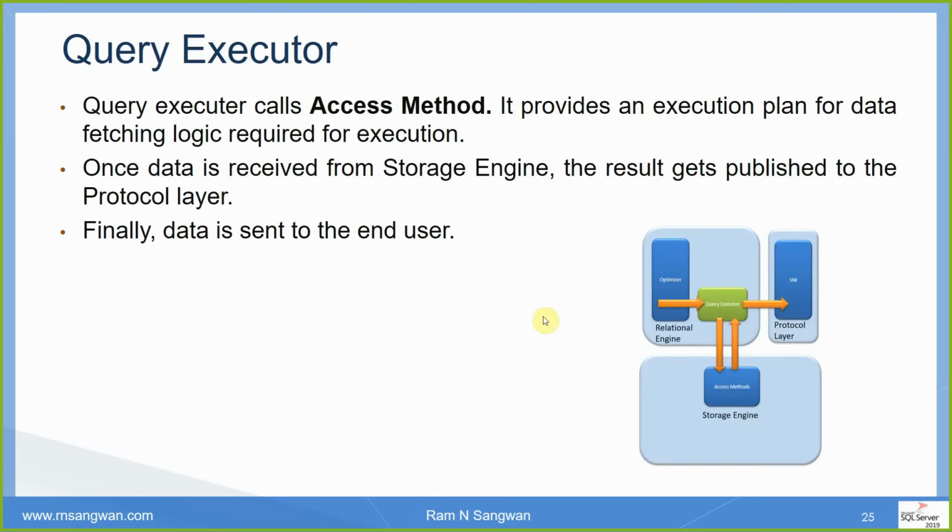Then after optimization, the query reaches the query executor. The query executor calls the access method. It provides an execution plan for the data fetching logic required for the execution. Once the data is received from the storage engine, the results get published to the protocol layer. Finally, the data is sent to the user. So the query executor will get the data from the storage engine, send it to the protocol and send it to the end user, that is the client. So this is the big picture of overall communication.